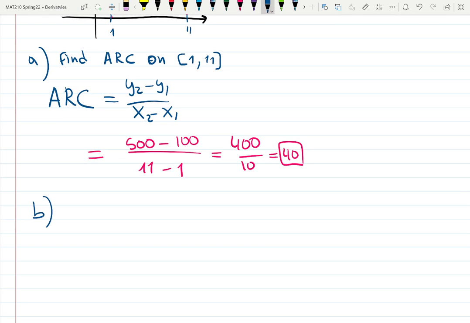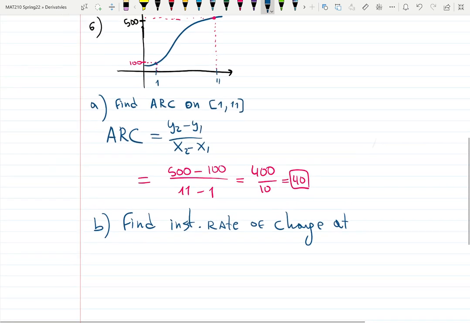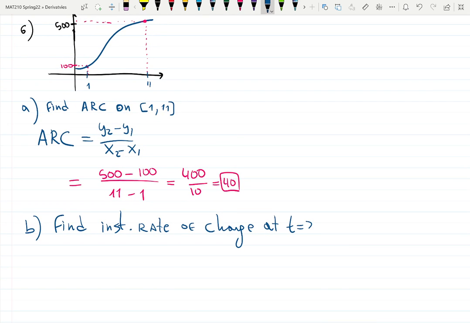B, the instantaneous rate of change. Find the instantaneous rate of change at some number, for example, t equals 2. That is t. Two is over here. What does this mean? Instantaneous rate of change is a derivative. If I give you a function like x squared plus 5, you know how to find the derivative. But do you understand how to find it graphically?